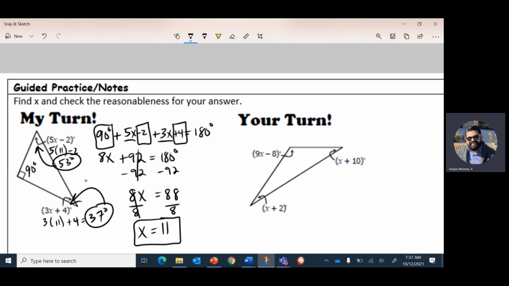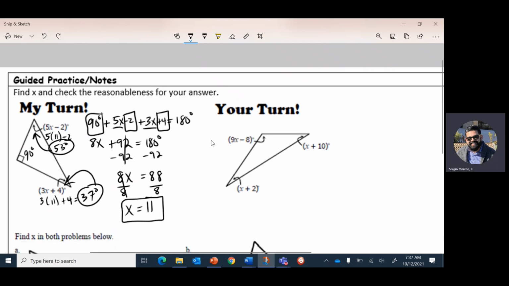And that makes sense, right? Because when I add up 53 plus 37 plus 90, it definitely equals 180. So our answer checks out. Okay, your turn.